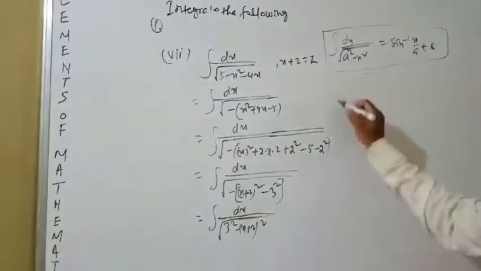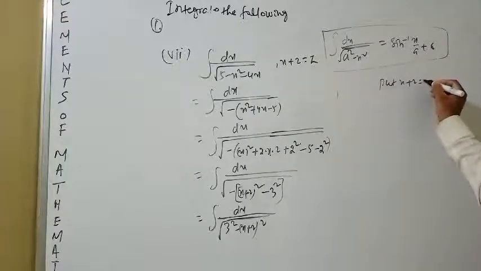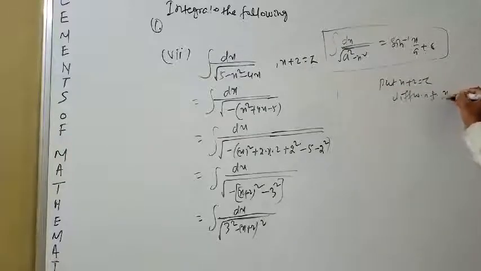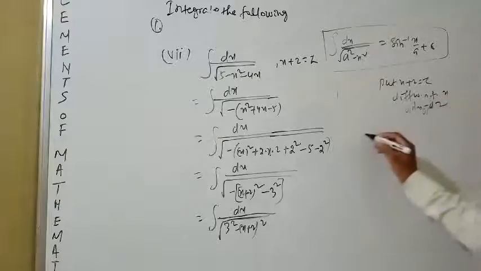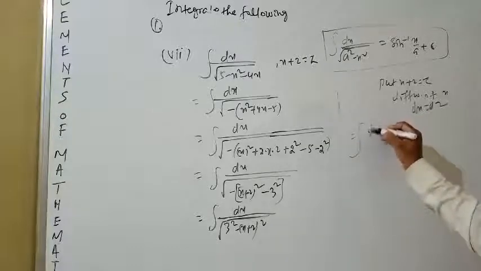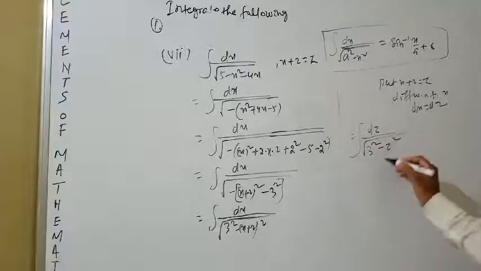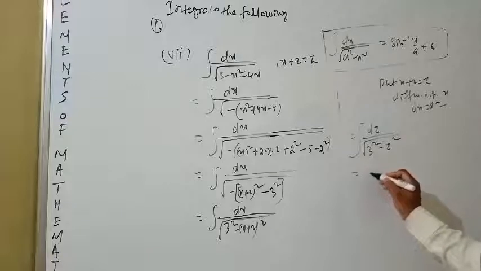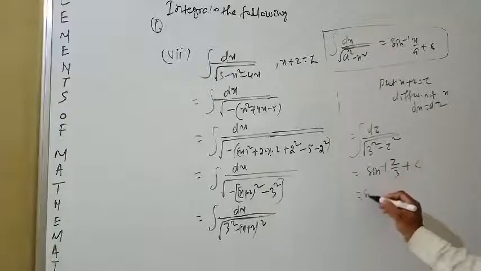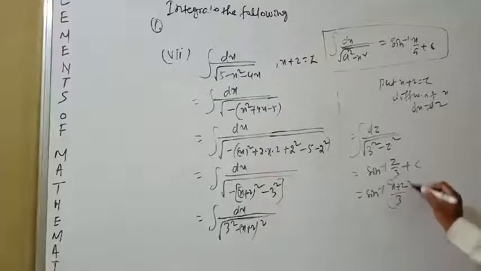How much can you get? Now you put x plus 2 equal to z, differentiate with respect to x, dx is equal to dz. That means integration of dx, in the place of dx we can write dz by root over 3 square minus z square, is equal to sin inverse z by 3 plus c. Sin inverse z is equal to how much? x plus 2 by 3 plus c.